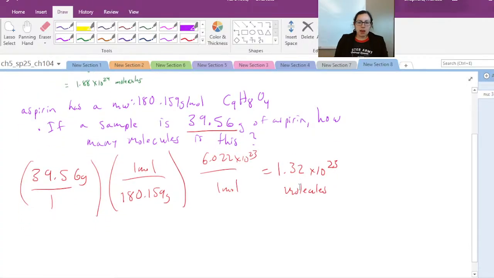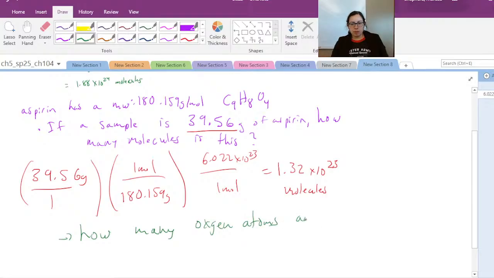So first we asked how many molecules, but what if we want to say, how many oxygen atoms are present? So think of what you found, think of what this means. How many oxygens are in here? So just think about it for a minute or so, and we'll go over it.